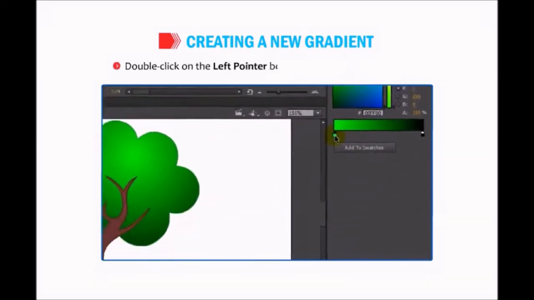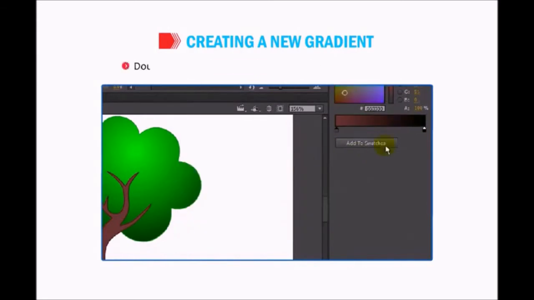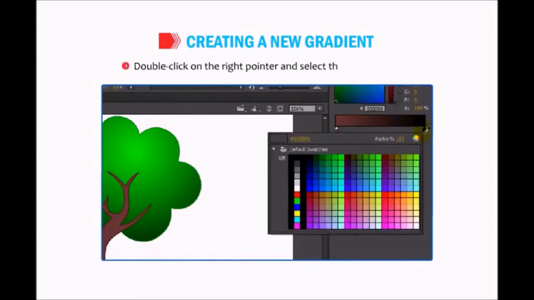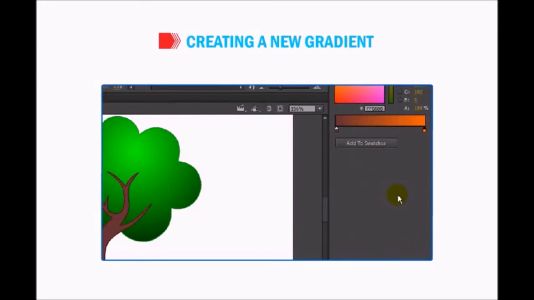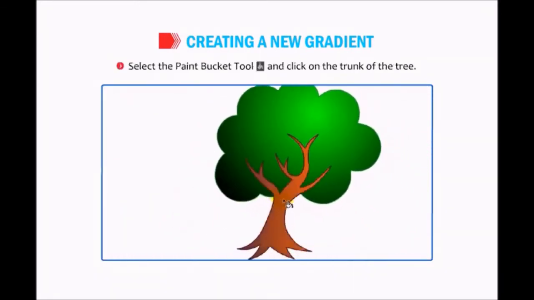Double-click on the left pointer below the Gradient definition bar. The color palette appears. Select the brown color. Double-click on the right pointer and select the orange color. Select the Paint Bucket tool and click on the trunk of the tree.